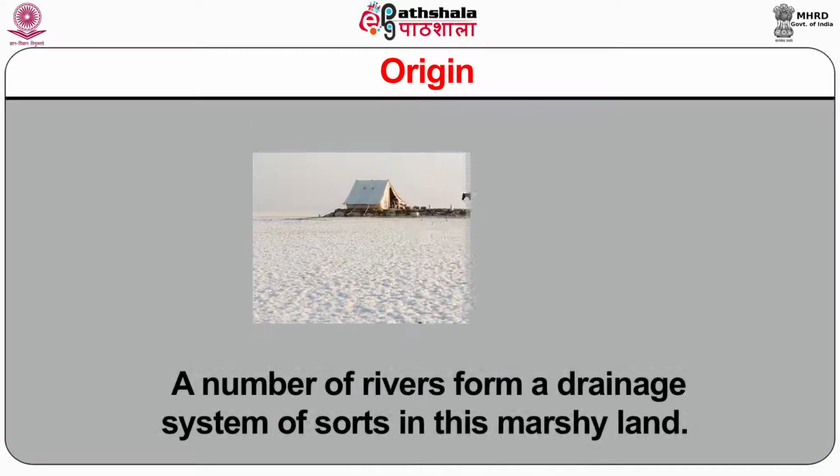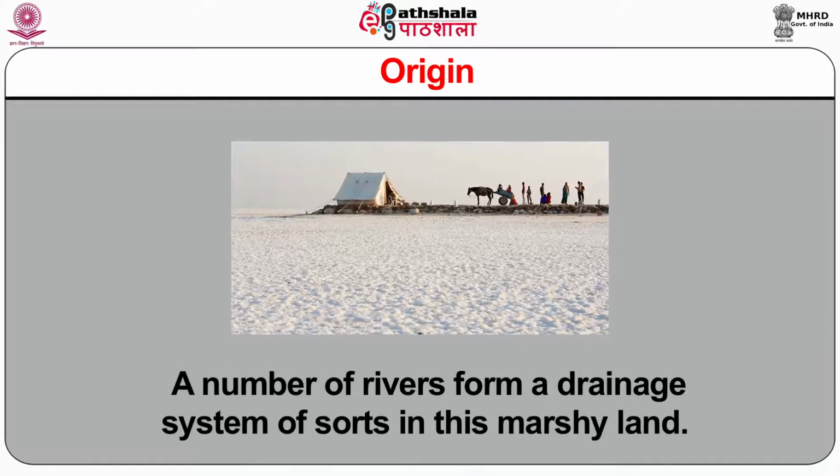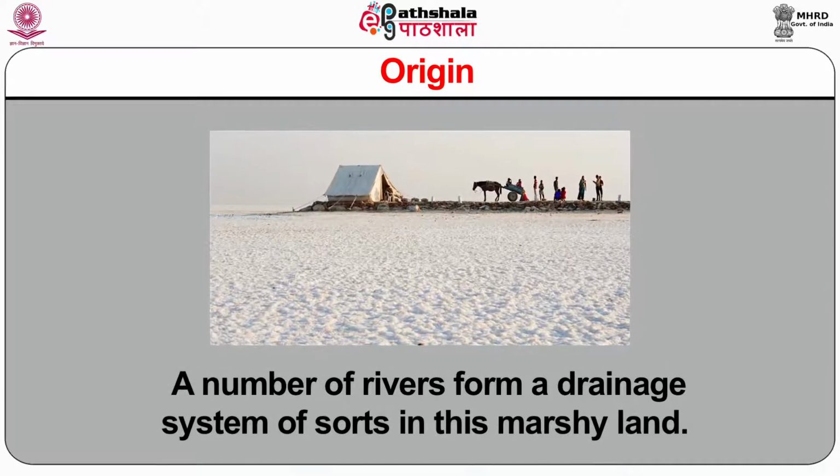This formed an extensive navigable lake. The Ghaggar River at that time drained into the Run, but gradually it started to dry as its tributaries were gorged by the Indus and Ganges thousands of years ago. A number of rivers form a drainage system of sorts in this marshy land.